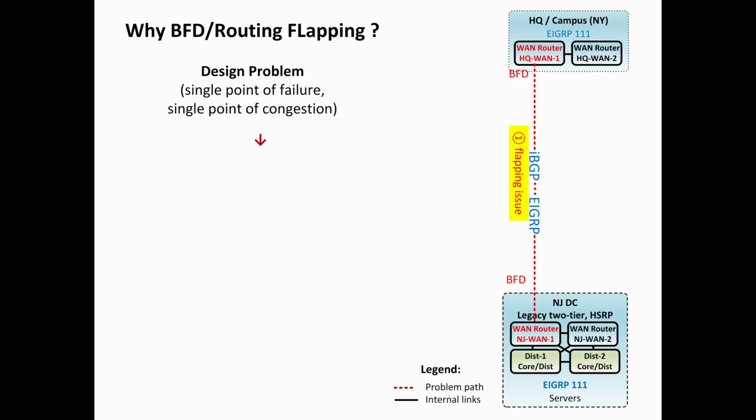Now we can clearly see why these BFD and routing sessions are flapping. All traffic is forced through a single WAN router. It becomes both a single point of failure and a single point of congestion. This is not a configuration problem. This is a network design problem.